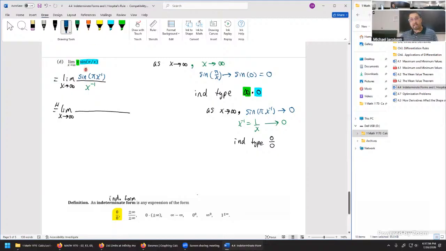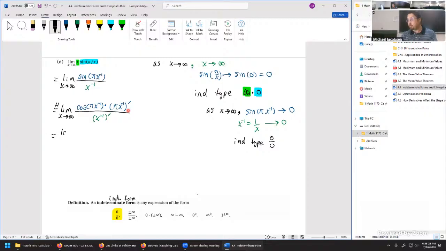We take the derivative of the numerator. It's a chain rule where first we differentiate sine. It becomes cosine of pi times x inverse, times the derivative of pi times x power -1. Then we divide all of that by the derivative of the denominator, x power -1 prime. Let's do the derivatives on the next step.